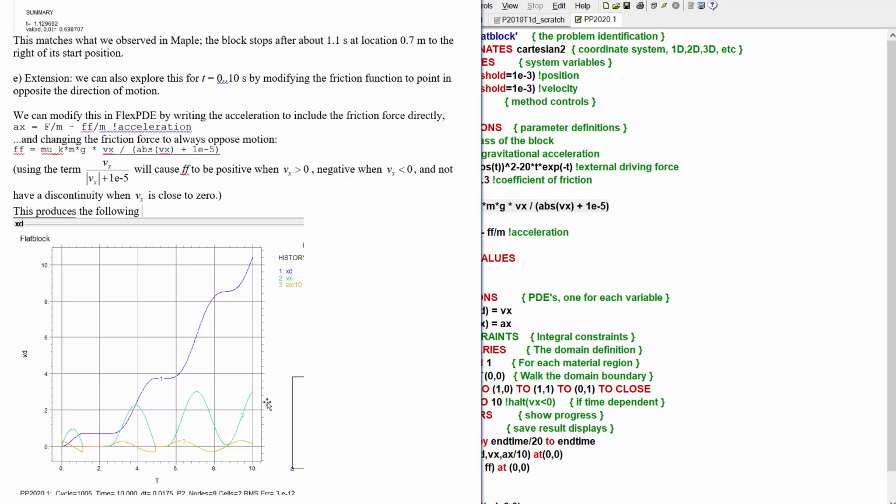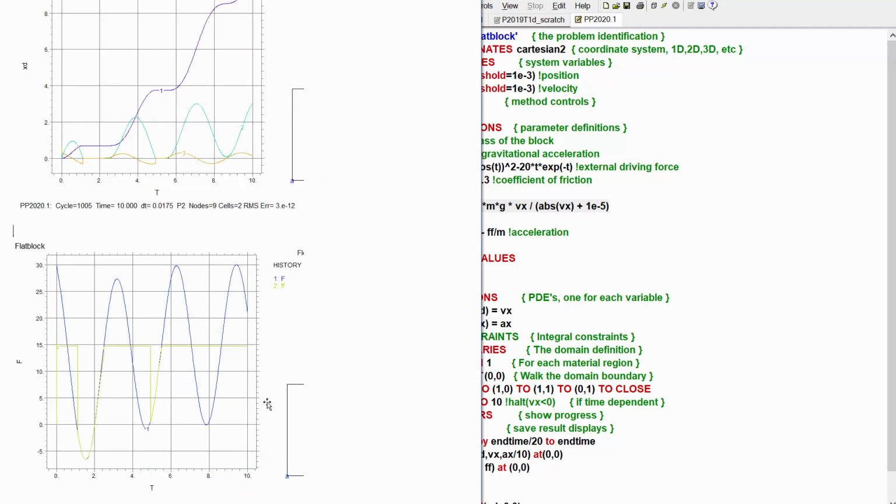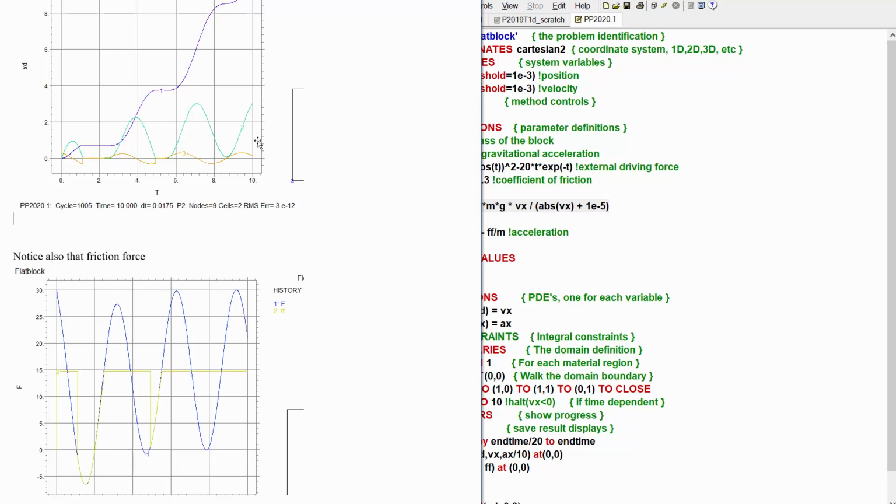This produces the following position, velocity, I guess we do need commas, and acceleration plot. Notice also that the force is the friction force. I guess we should comment here. The block stops and starts, but never actually moves backwards.